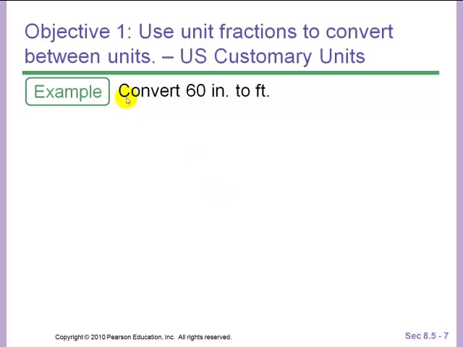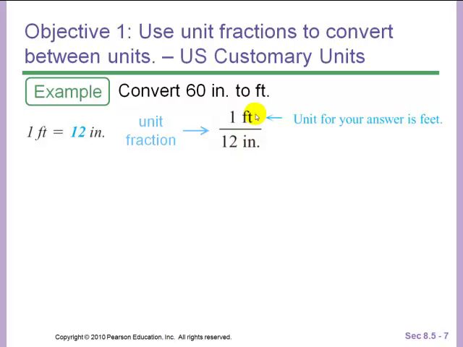Here's an example. Convert 60 inches to feet. We know the relationship 1 foot equals 12 inches. So the unit fraction we're going to use is going to involve 1 foot and 12 inches. The question is, which one should be in the numerator, which one should be in the denominator? We're going to let the 1 foot be in the numerator and the 12 inches be in the denominator. The reason is because we want our final answer to be in feet, so that should be in your numerator, and we're trying to get rid of the inches. The thing being changed is inches, so that's in your denominator.